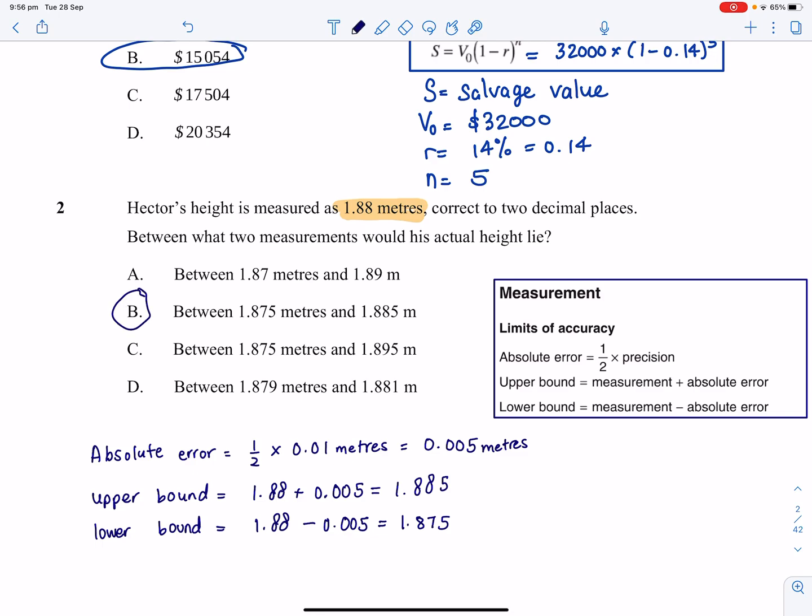Now, with respect to the first option, A, if you got this one, it was probably because you forgot to halve the 0.01, and so you added and subtracted 0.01 to your measurement. And if you got D, it's possible that you took this number here and said 0.001, and then you added and subtracted. I'm not sure how you might have got C. If you got C, probably guessing.